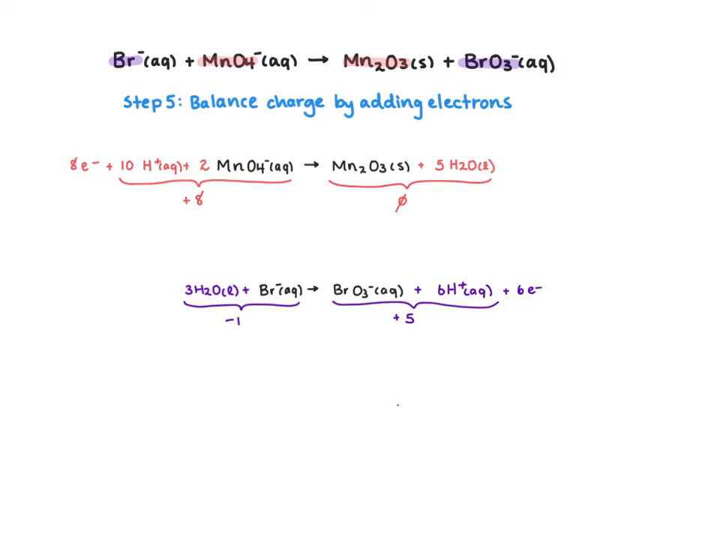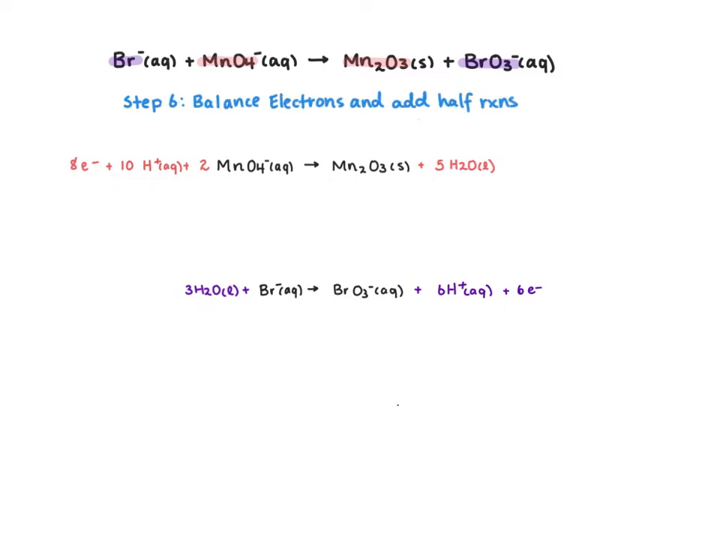And so we're going to move on to step 6, which is balancing them against each other. What that means is that the number of electrons that are lost in our oxidation half reaction have to equal the number of electrons that are gained in our reduction half reaction. We can't lose electrons and we can't gain electrons out of nowhere. And so we're going to multiply to find the lowest common multiple. Between 6 and 8, that's going to be 24. So we're going to multiply the bottom reaction by 4, and we're going to multiply the top reaction by 3.